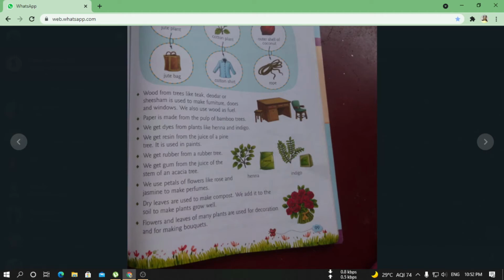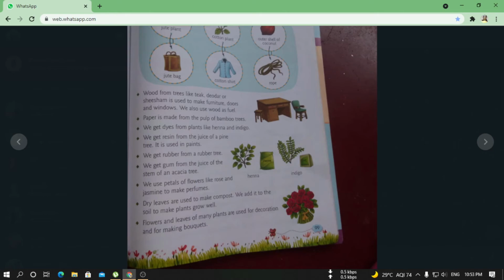Okay, now in the next point, wood. We get wood from plants like teak, deodar, sesame. These are the plants that give us wood to make furniture, doors, windows. We also get wood from plants for making fuel. Now paper we also get from the bamboo trees. We get dyes from plants like henna and indigo.